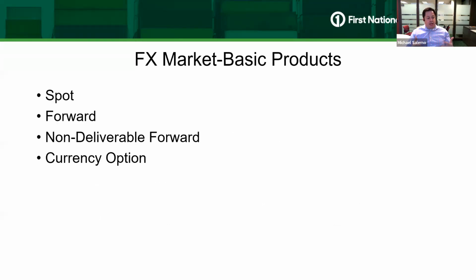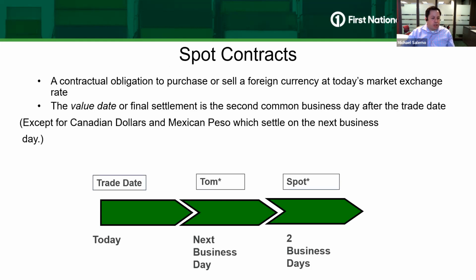Okay, so we're going to talk about just some basic products: spot, forward, non-deliverable forward, and currency options. Just so we understand the products, the terminology, and how things are quoted. The first one is spot. This is your simple contract. I'm going to buy one currency. I'm going to give you another one.